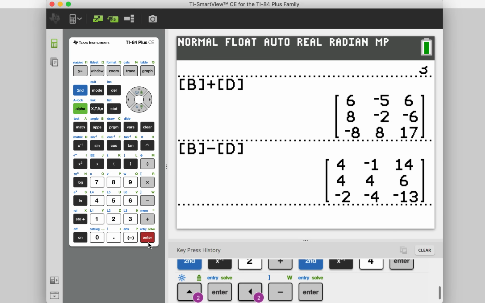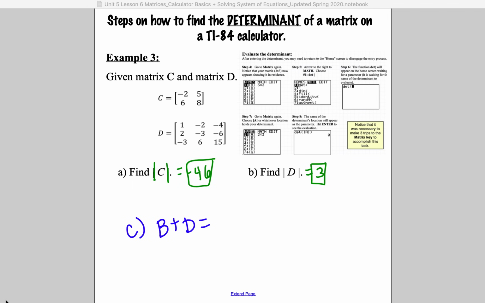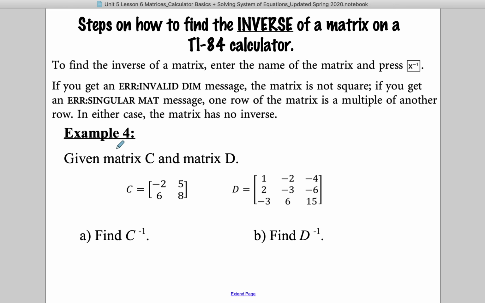All right, then the next thing we're going to do, after determinants, we learned how to do inverses. Okay. Inverses. So to find the inverse of a matrix, what you're going to do is just grab the matrix and then hit x to the -1, because remember, this means inverse.